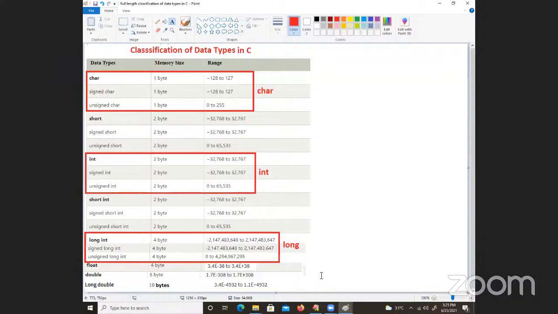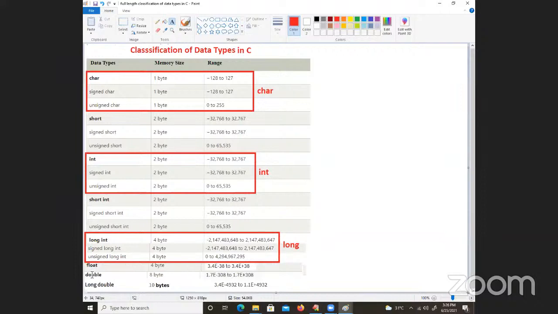Unsigned long int, signed long int. Are you understanding the calculation part also? Yes. Next, coming to the next, float is there.